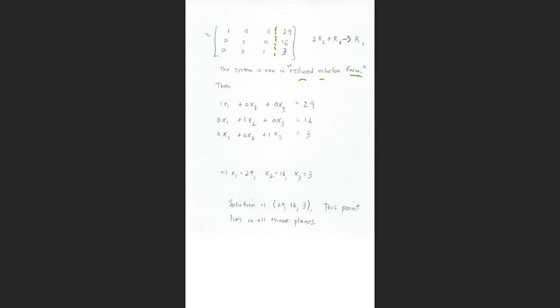But basically, if we take the augmented matrix now and put it back in equation form, does it get any better than this? Can we really do anything more? No, and we wouldn't want to, right? We can just read off the solutions here. X1 equals 29, X2 equals 16, and X3 equals 3. And that's your solution.